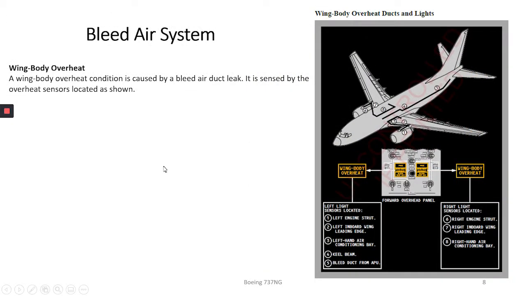Okay, we'll talk about the wing body overheat. The wing body overheat condition is caused by a bleed duct leak. It is sensed by the overheat sensors located as shown in this diagram. So you can see the left sensors where they are located, and you can see the right ones where they are located. You see the numbers here, you can check it here. Now we want to talk a little bit more about this in the non-normals section here.